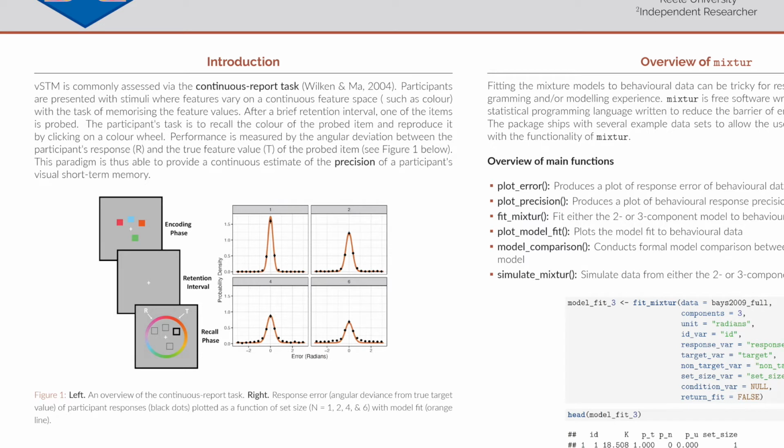So visual short-term memory is commonly assessed via the continuous report task, which was introduced by Wilkin and Ma. This task is shown in the left-hand side of this figure here. It's a relatively straightforward task for participants.